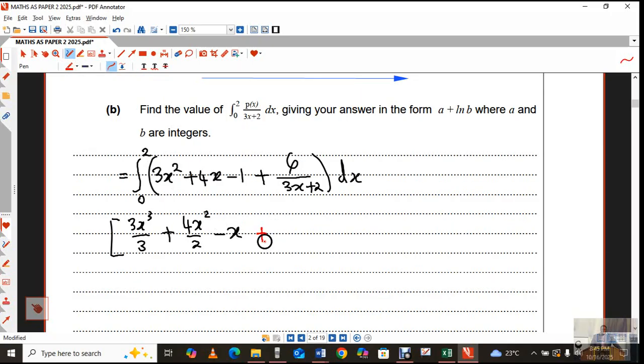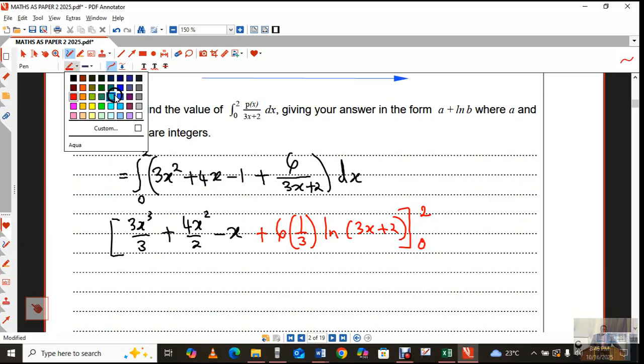So I'm going to have plus 6 times 1 over 3, and then obviously the natural log of 3x plus 2. No need to put this in absolute value, because you have from 0 to 2, and if you punch in anything in there, in any case, it's going to be a positive value. Right, so hopefully the second part you still remember your rule.